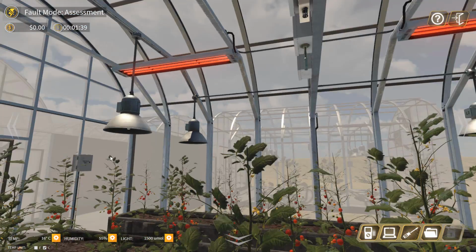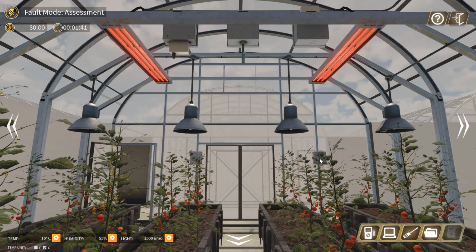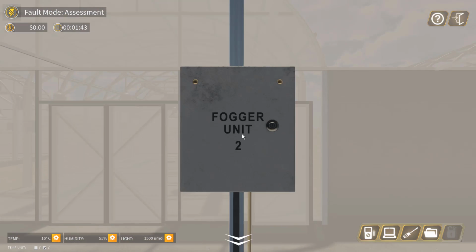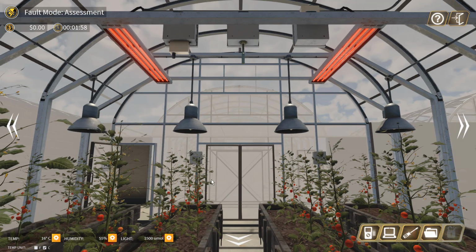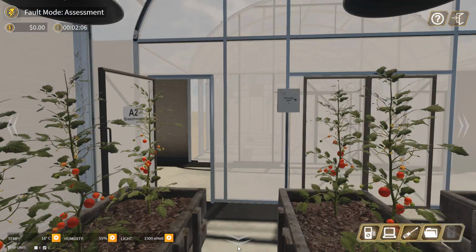So, looking at the fogger, this fogger is a device that produces fog or mist. It will only produce this fog when the humidity is low or dry, or the temperature is too low. So the work order says the fogger doesn't seem to be working and the exhaust fan keeps running. Let's see what is wrong with that.